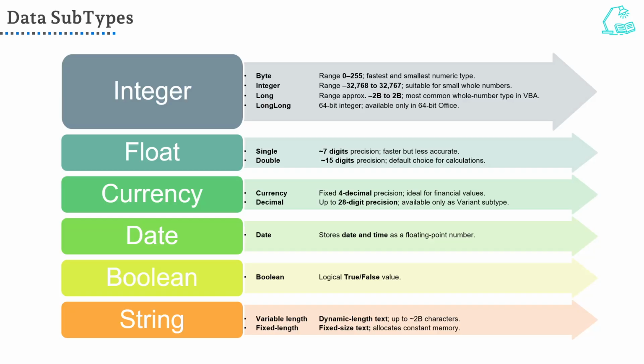To sum up this part of the lesson, every main data type comes with its own set of subtypes, each designed for different ranges, different levels of precision, and different use cases. Knowing how these subtypes behave gives you more control over your code, makes your macros faster and more reliable, and helps you avoid errors caused by choosing the wrong type. When you understand how data is actually stored and processed, Excel and VBA become far more predictable and powerful tools.